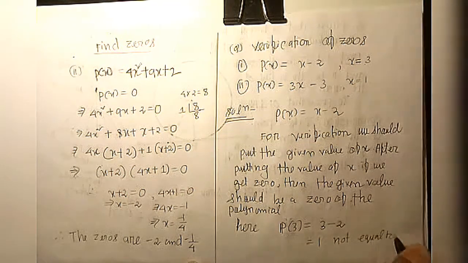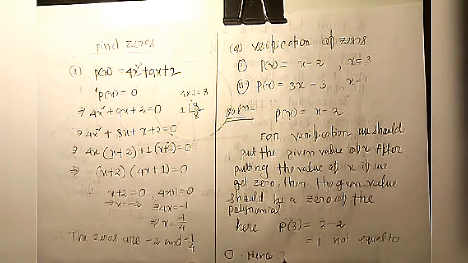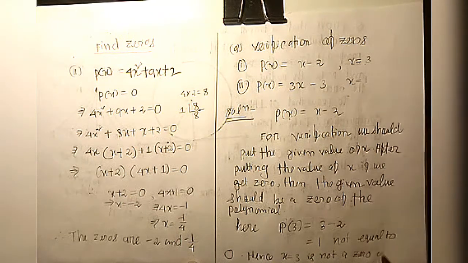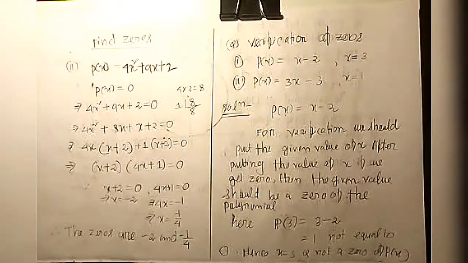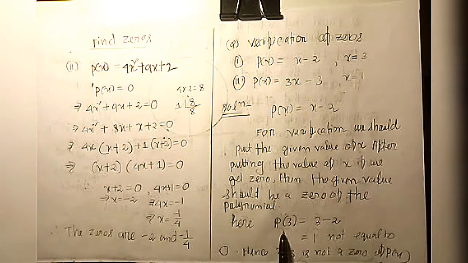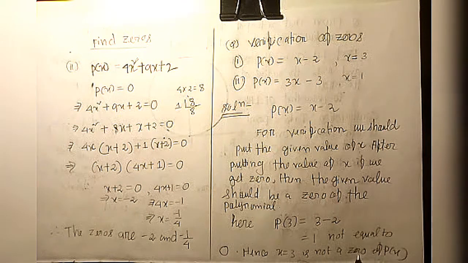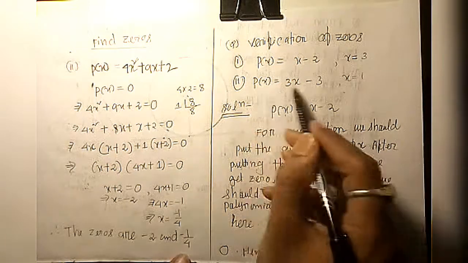So we have already discussed, we need to put the value of x in the given polynomial. So here x equals 3. So P(3) equals 1, which is not equal to 0. Hence x equals 3 is not a zero of the polynomial. If it is a zero of the polynomial, after putting the value we must get 0. But when we put x equals 3 in the given polynomial, we have seen the result is 1.